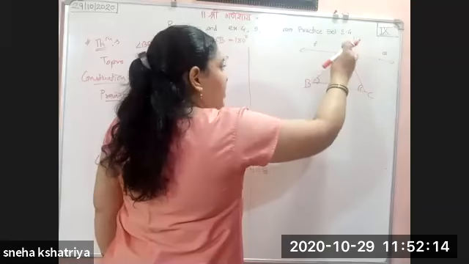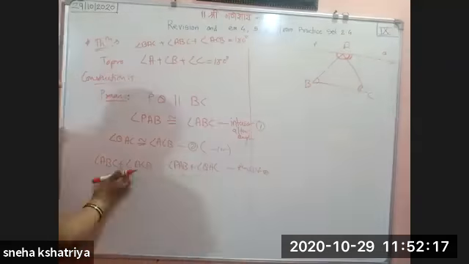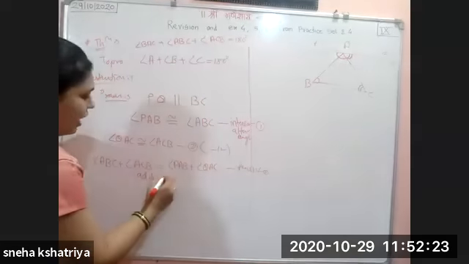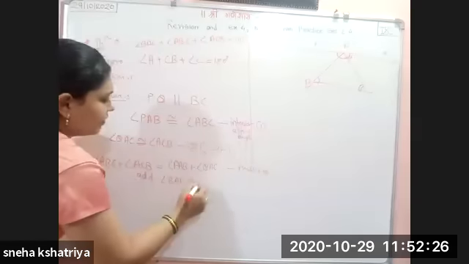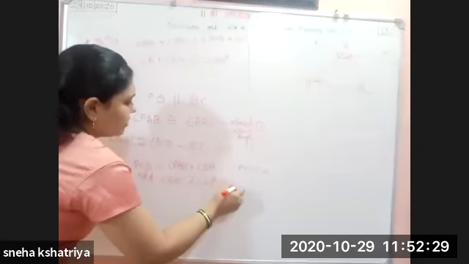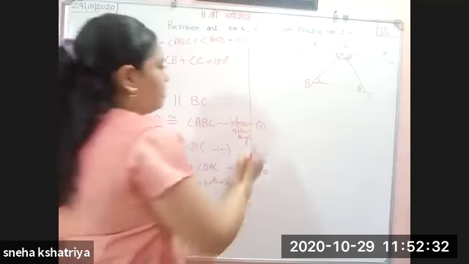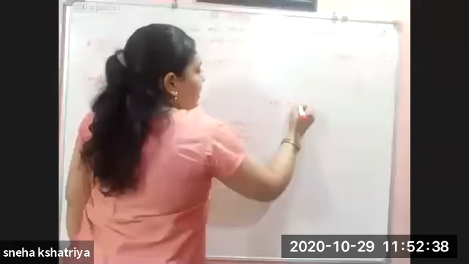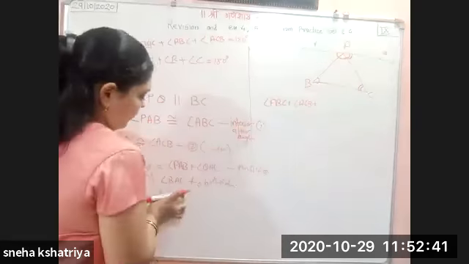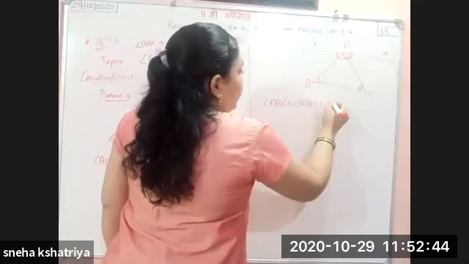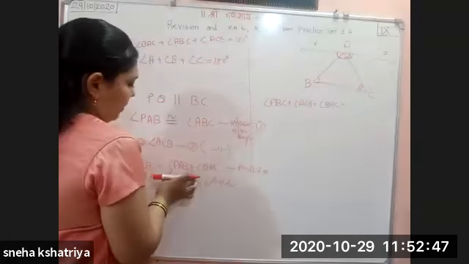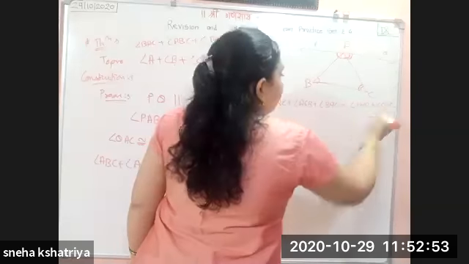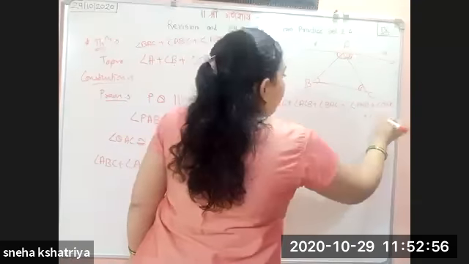If we need this angle, add angle BAC to both sides of the equation. So here I have taken BAC. Adding the angle to both sides, this becomes angle ABC plus angle ACB plus angle BAC, equal to angle PAB plus angle QAC plus angle BAC.